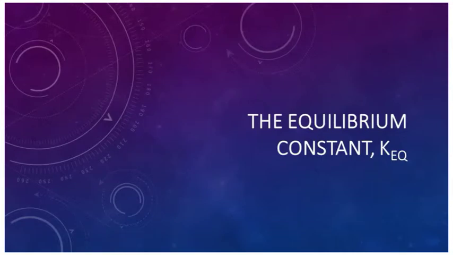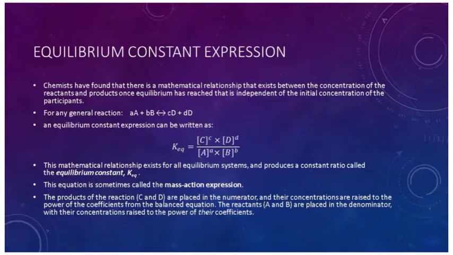Lesson 2, the equilibrium constant. The equilibrium constant expression. Chemists have found that there's a mathematical relationship between the concentration of the reactants and products once equilibrium has been reached, that is independent of the initial concentration of the participants.